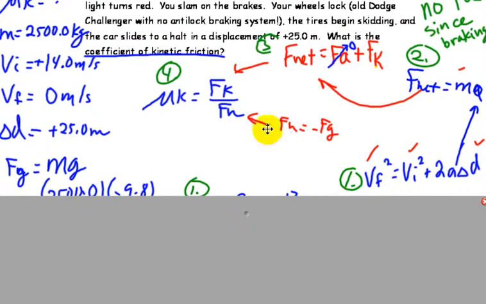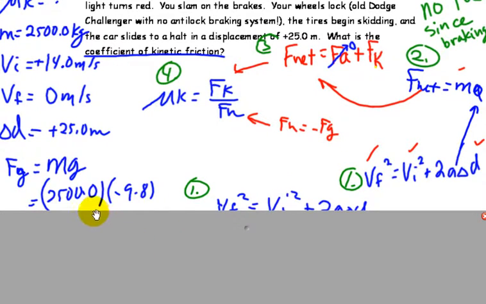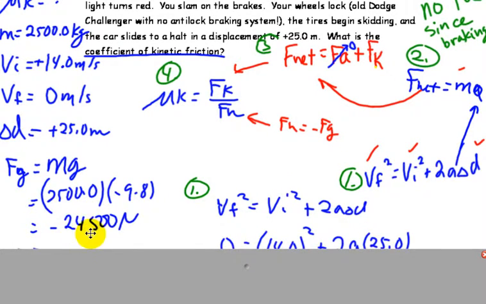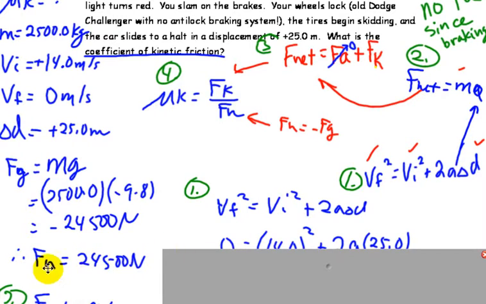So, first of all, I need to find Fg. Mass times gravity, 2,500 times negative 9.8, negative 24,500. So that's Fg. And of course, Fn has to be equal and opposite to that. So 24,500.